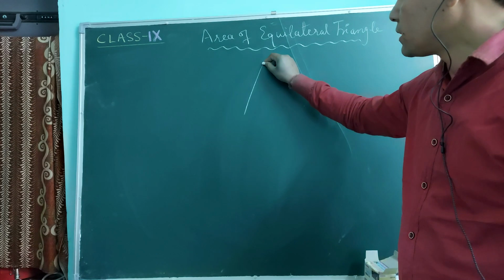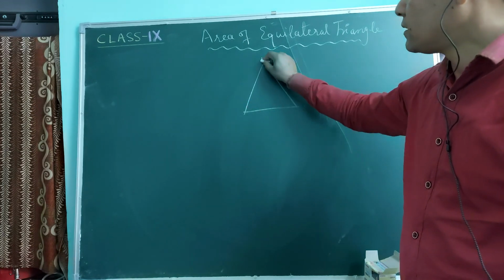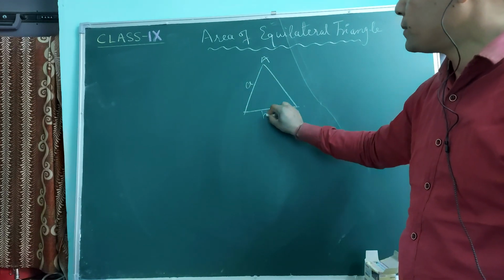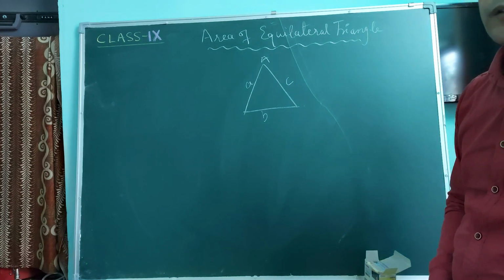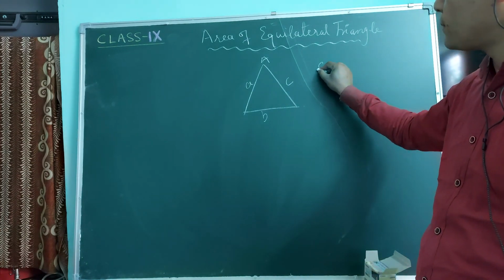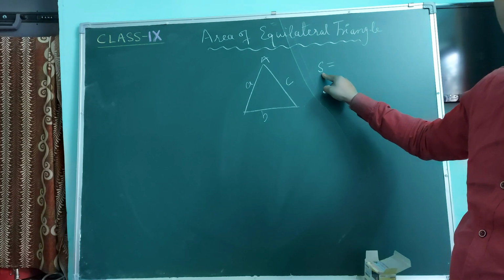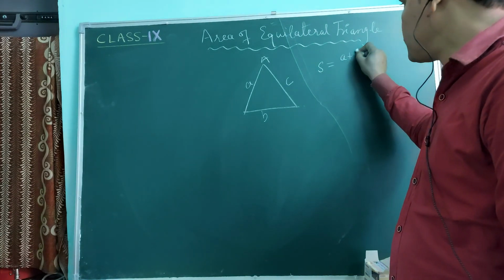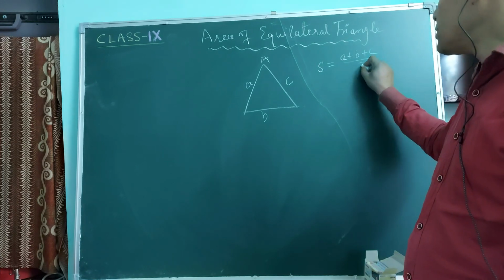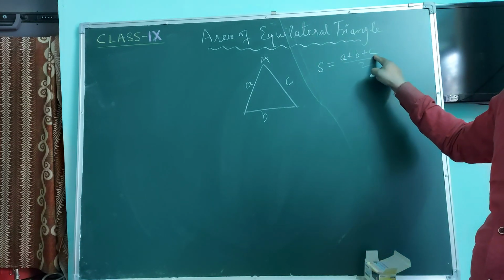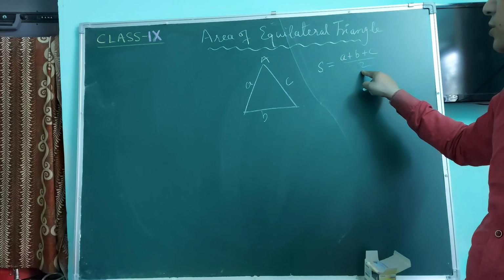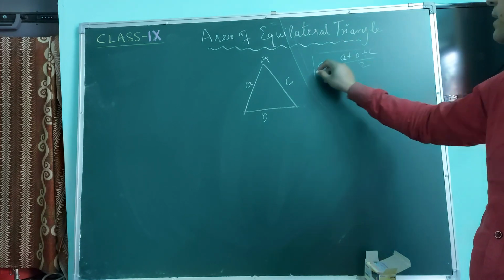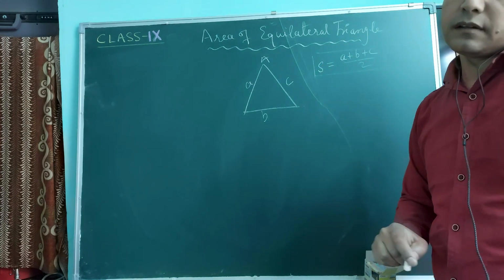If a triangle has sides A, B, C, then we have to find the semi-perimeter of the triangle, which is denoted by S, and it becomes (A plus B plus C) divided by 2. The sum of all the three sides divided by 2. This is the semi-perimeter of the triangle.